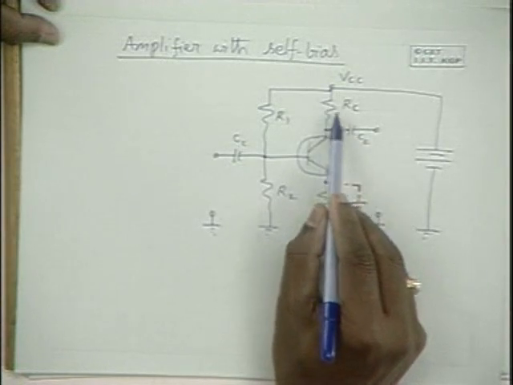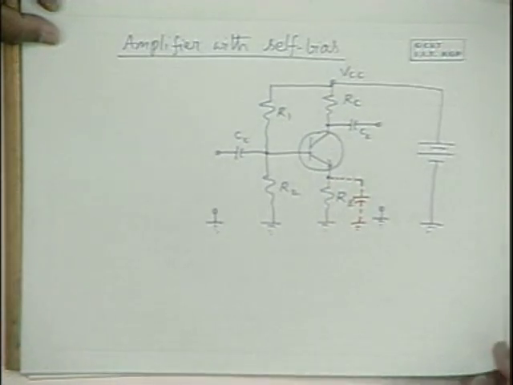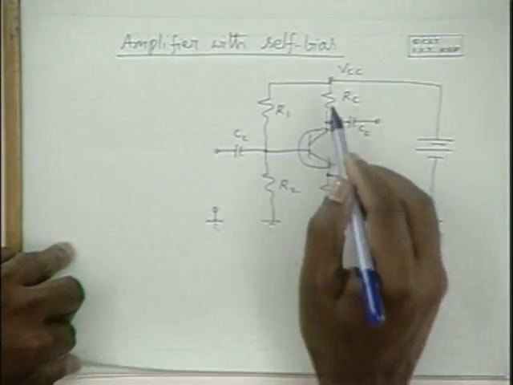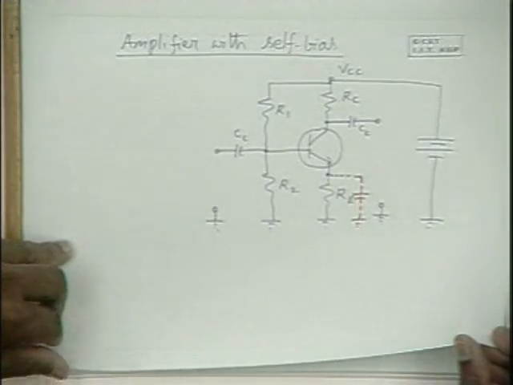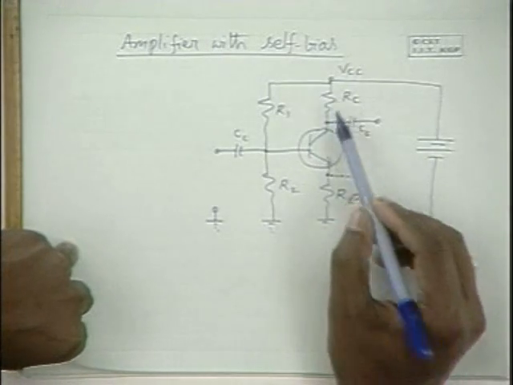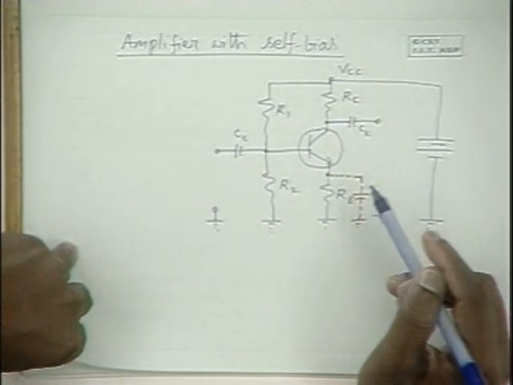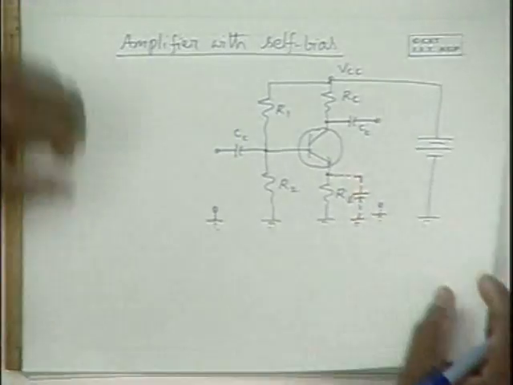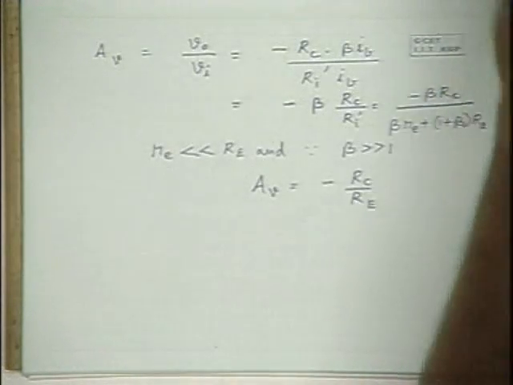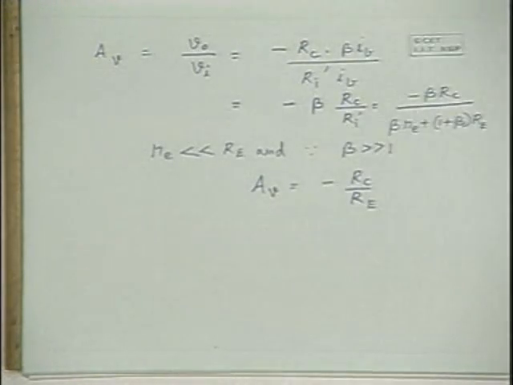And in case this is 5 kilo ohms and this is 1 kilo ohm, the voltage gain is 5. And if this is 1 kilo ohm and this is 1 kilo ohm, the voltage gain is 1 with a negative sign. So what is your comment about the voltage gain? The voltage gain is very low. So voltage gain is of the order of unity in the circuit.